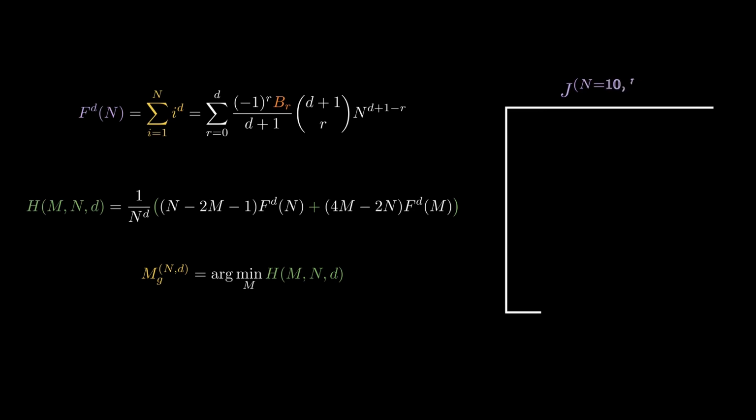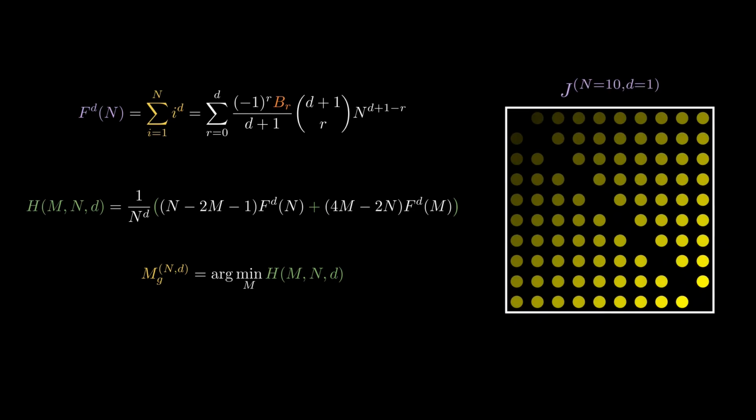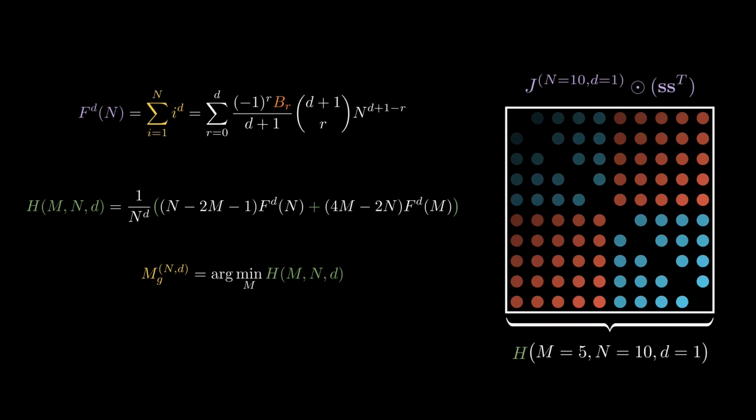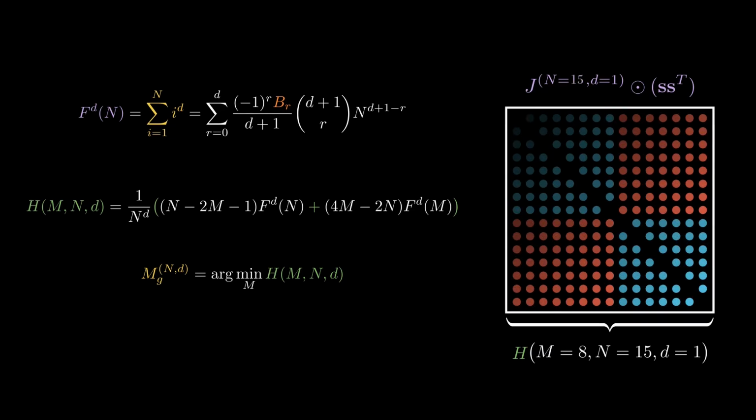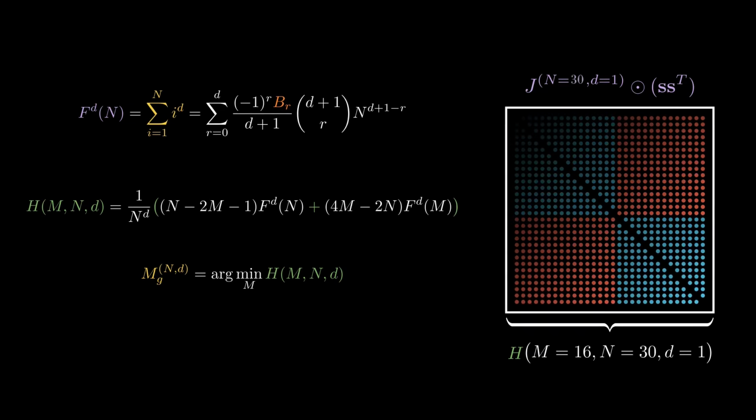We can observe this minimization process directly. For a given n and d, we can calculate the energy H for every possible cluster split from m equals 0 all the way to m equals n, and find the one that yields the minimum energy. As we increase the size of the system from n equals 10 to 15, 30, and beyond, the process remains the same. We just sweep through all possible values of m and find the minimum.